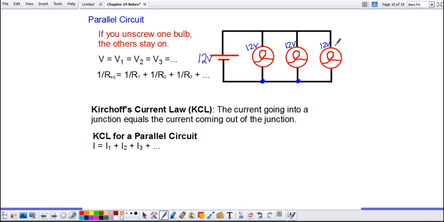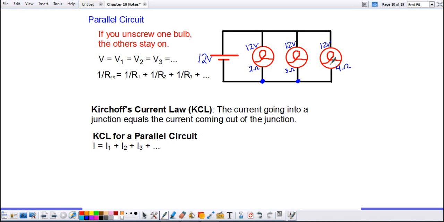However, the current is not going to be the same. The current is going to depend on the resistance. So let's say that at this light bulb, the resistance is 2 ohms. This light bulb has a resistance of 3 ohms. And this light bulb has a resistance of 4 ohms. The current going through the light bulbs won't be the same. This one has the least amount of resistance, so the current here will be going the fastest. The current here will be going slower, and this will be the slowest because there's the most resistance here.